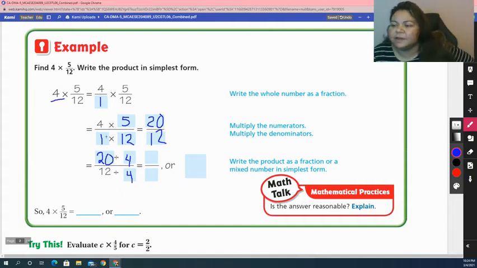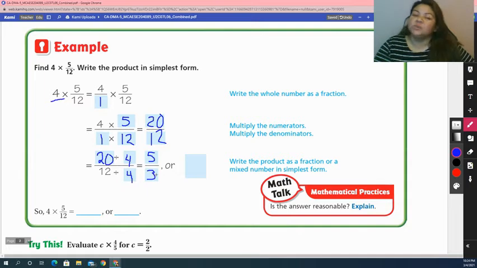So in this case, I'm dividing by 4. 20 divided by 4 is 5. And 12 divided by 4 is 3. So it's 5/3. See, now it's simpler. It's smaller. And it's equal to the same thing. Okay, so it's 5/3. But I cannot just stop there. You see, my numerator is bigger than my denominator. So I need to rewrite this as a mixed number.